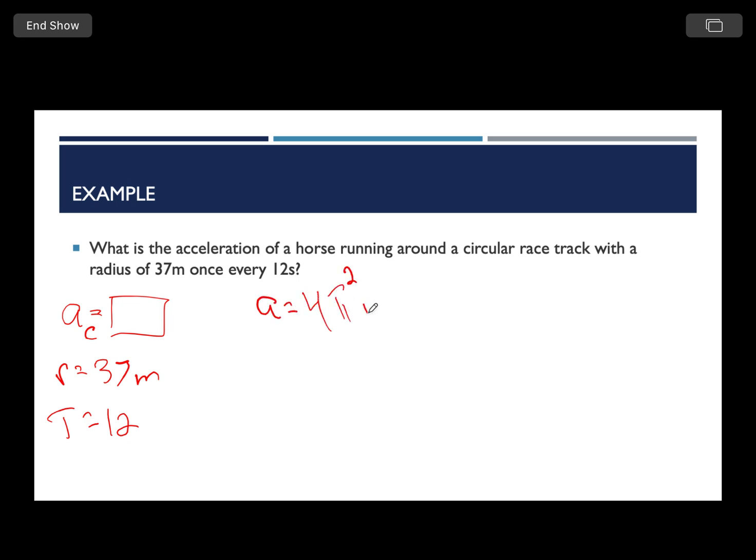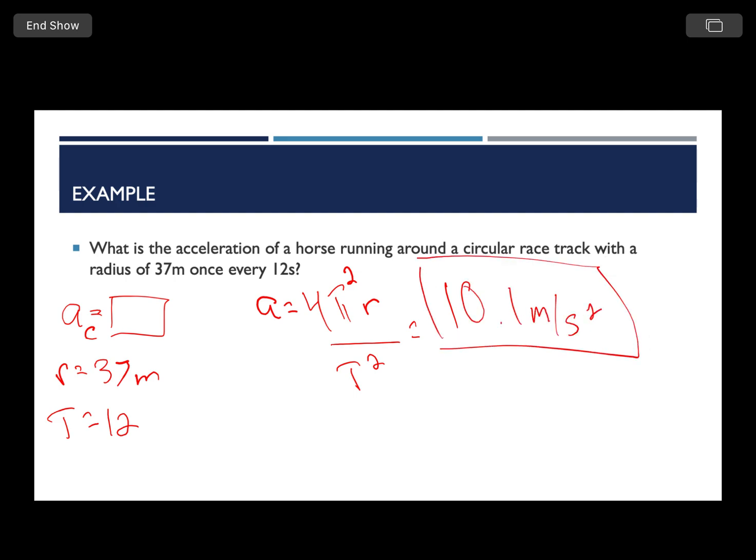Okay, so here's my formula. Now the tendency here is to forget to square the pi, or at least that's the way it is for me. But if I do that, what I'm going to get is 10.1 meters per second squared. So if I substitute everything in, I should be getting something resembling this.